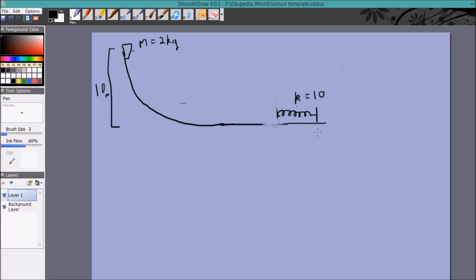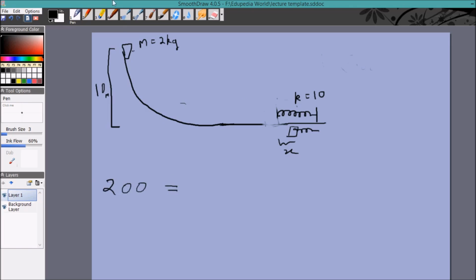So this is the spring now. When the block reaches the spring it will be something like this, and it will be compressed by a certain amount. What is that amount? So again, initial mechanical energy is 200, right? Because that is the potential energy due to gravity. The kinetic energy is 0, and the potential energy of the spring is 0 because it's initially at its natural length, right? So initially mechanical energy is 200.